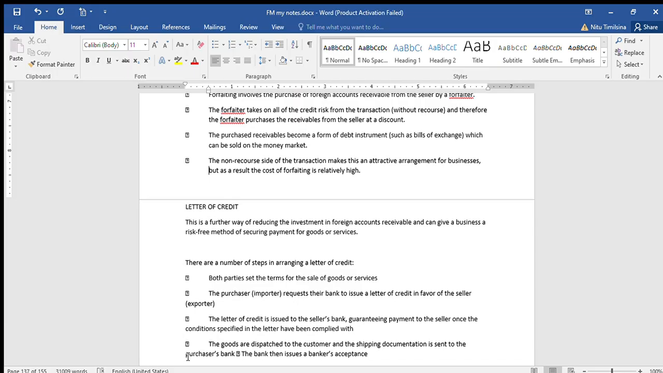Letter of credit. This is a further way of reducing the investment in foreign accounts receivable and can give a business a risk-free method of securing payment for goods or services. There are a number of steps in arranging a letter of credit. Both parties set the terms for the sale of goods or service.